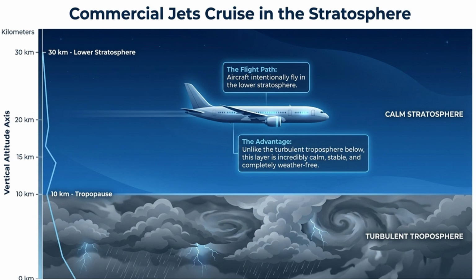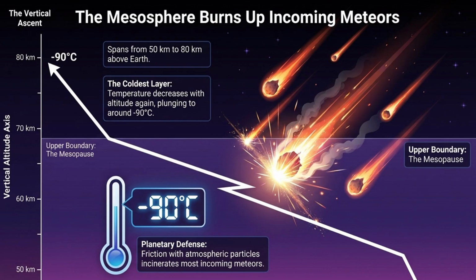For example, when you travel by a commercial airplane, you may notice that the aircraft climbs above most of the clouds. This allows the flight to avoid much of the weather-related turbulence and helps provide a smoother and more efficient journey. So, the relatively stable conditions of the lower stratosphere make it a suitable region for high altitude commercial aviation. Now let's move further upward to the third major layer of the atmosphere, that is the mesosphere.